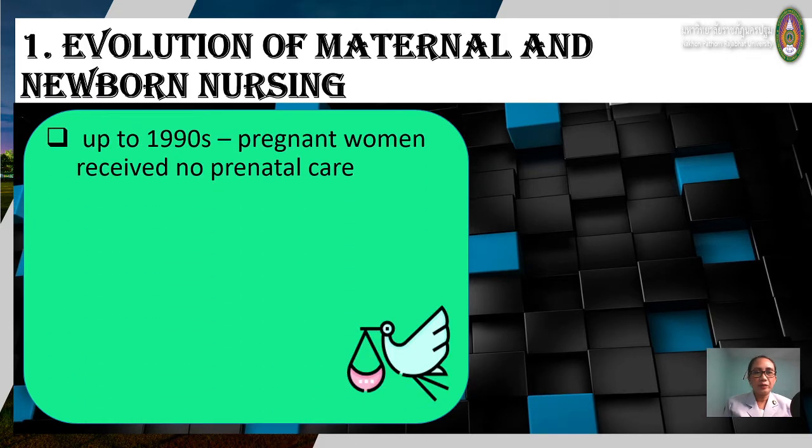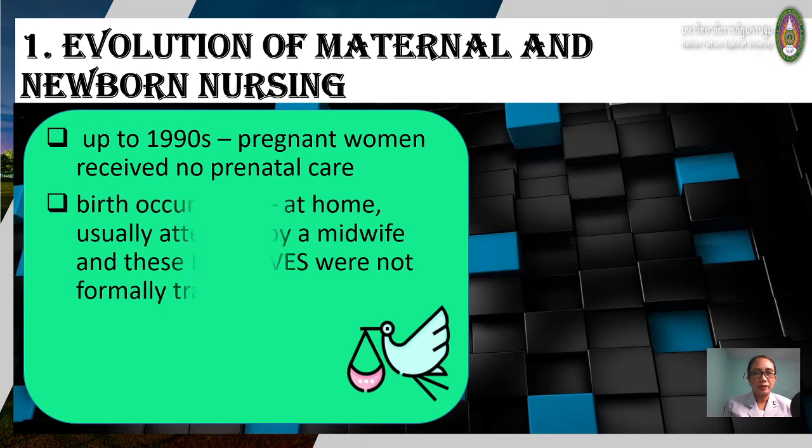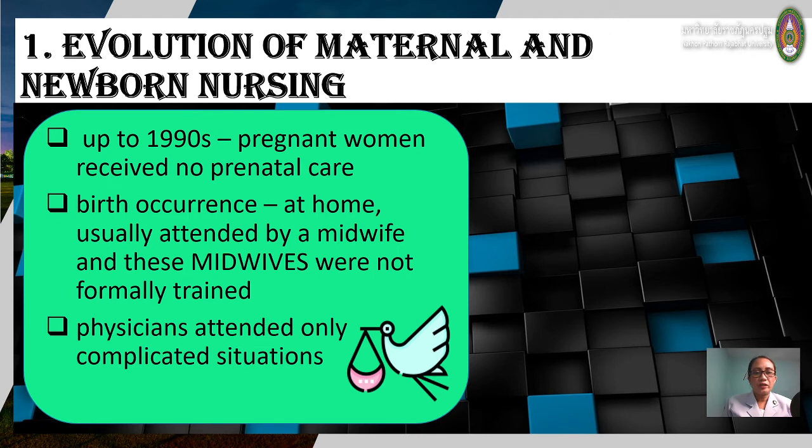The evolution of maternal and newborn nursing happened in the 1990s, where pregnant women received maternal prenatal care, especially in the underdeveloped countries. The birth of children at home was only attended by midwives, and these midwives were not formally trained at school. Physicians only attended for situations like complicated pregnancies.